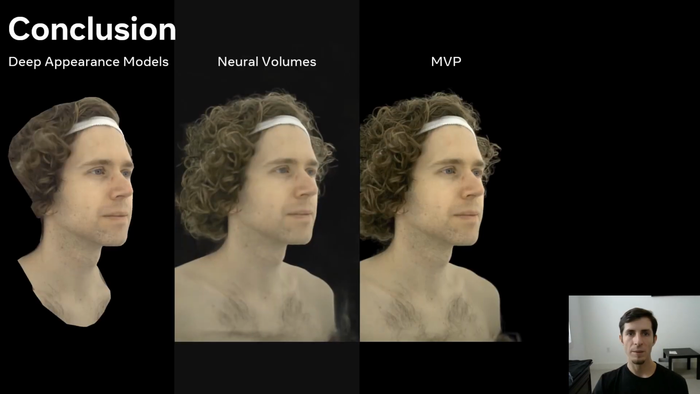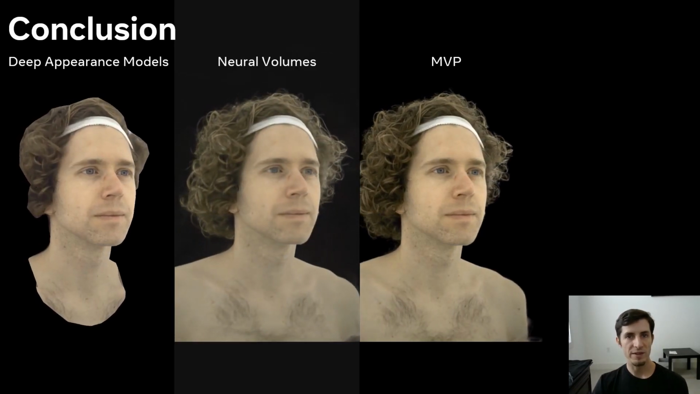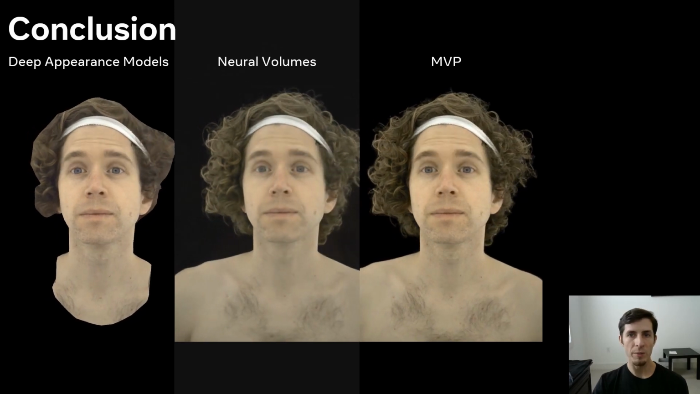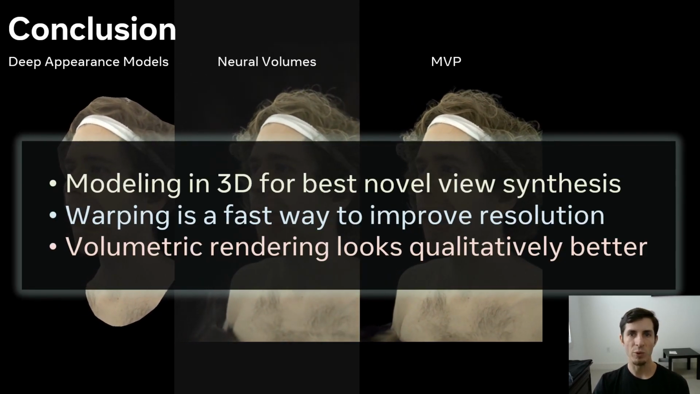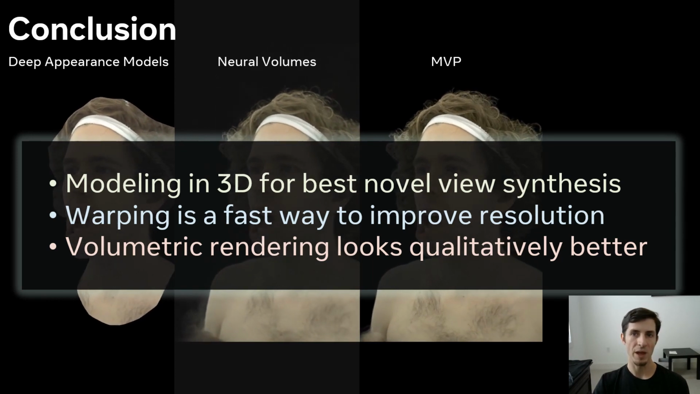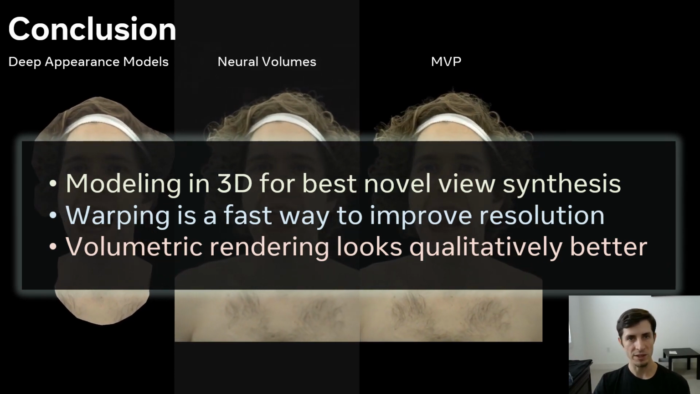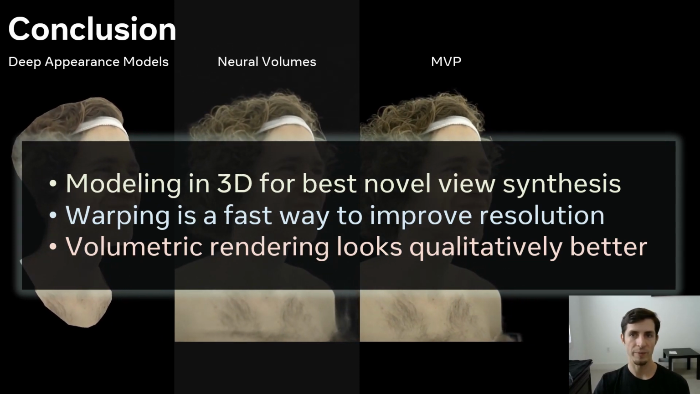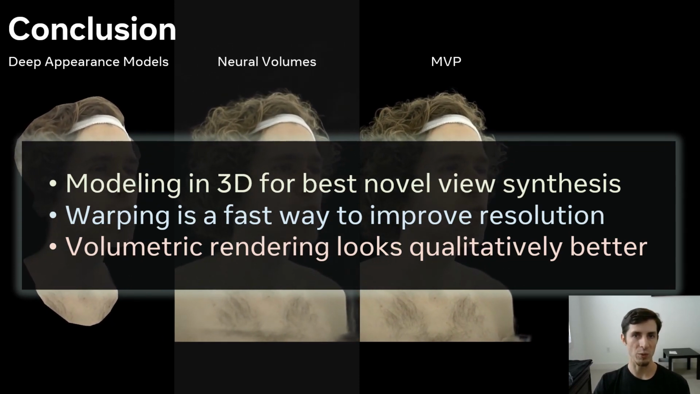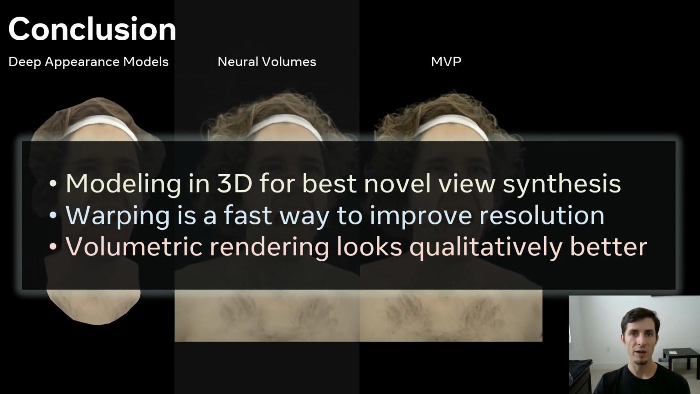I've presented 3 methods that we've developed for generating high-quality models of human faces and bodies. Throughout the talk, we've seen that it's important to model real objects in 3D. Meshes are an effective way to do this, but volumetric methods can be better, especially when meshes are incorrect. Warping is a nice trick that works in both 2D and 3D to improve the model resolution and quality.